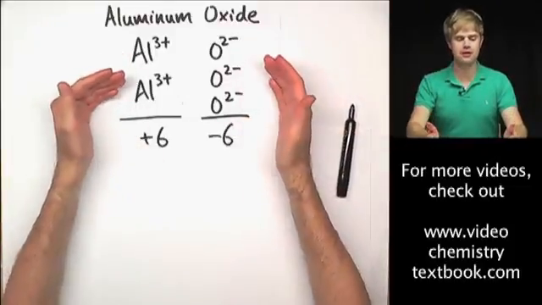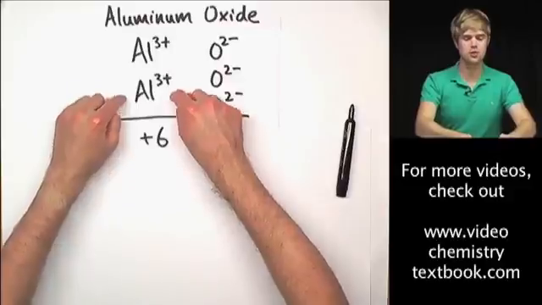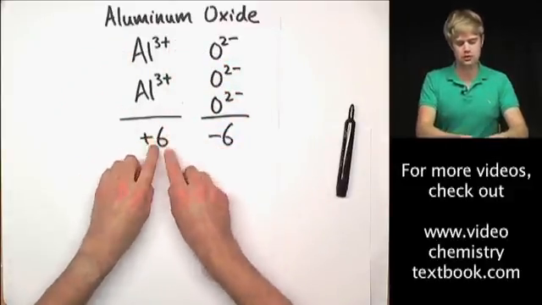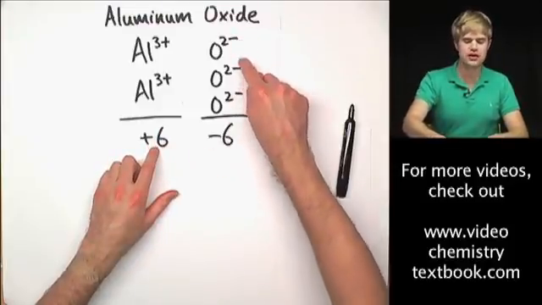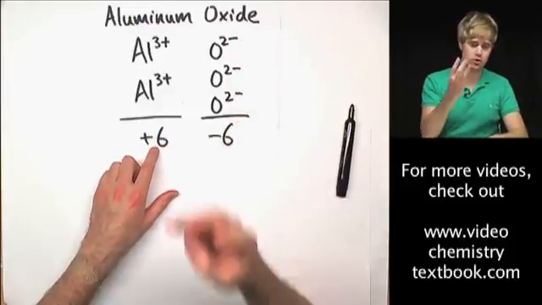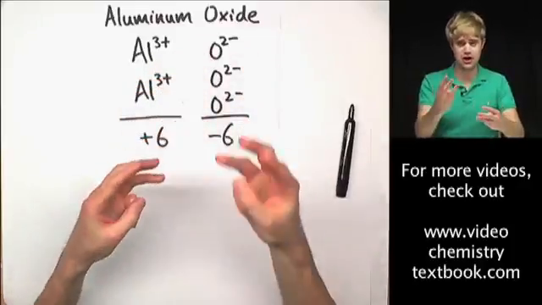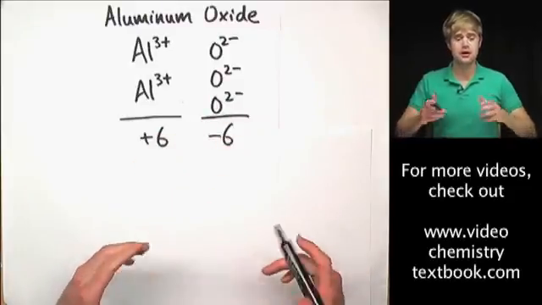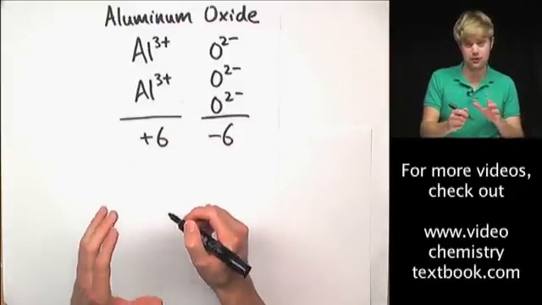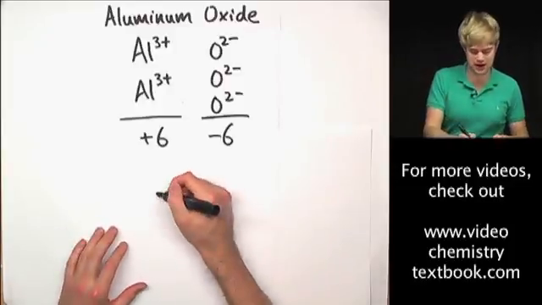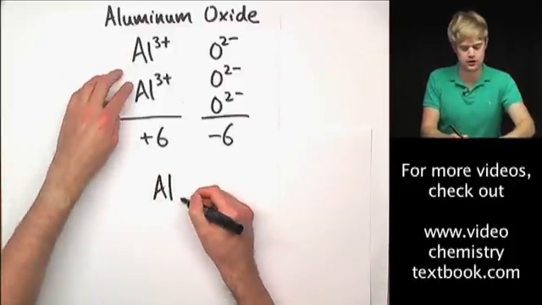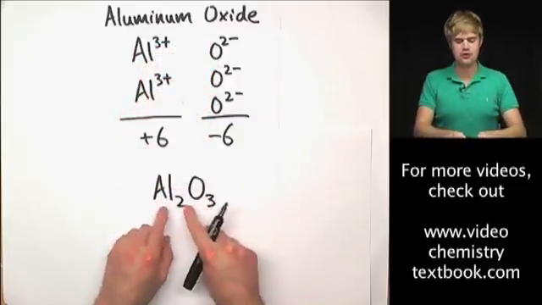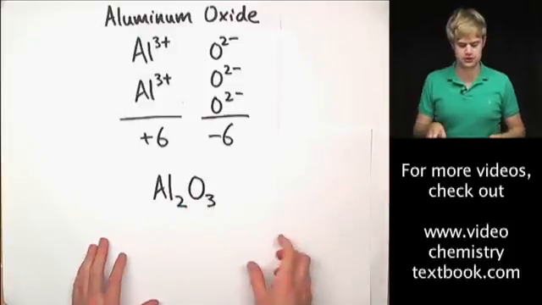So this is how we balance out the charges in aluminum oxide, with 2 aluminum ions with 3 plus each, total of 6 plus, and 3 oxygen ions with 2 minus each, which gives us minus 6. Now I'm going to write the chemical formula to show how many of each I need to have. That's going to be Al2 and oxygen 3. I have 2 aluminums and 3 oxygens.